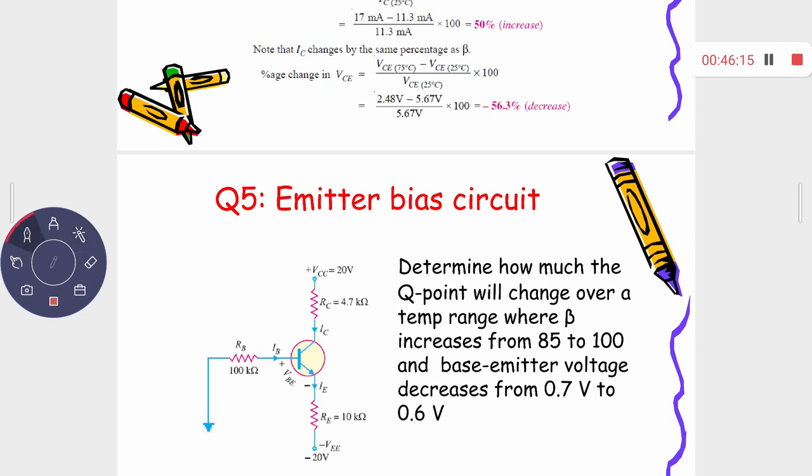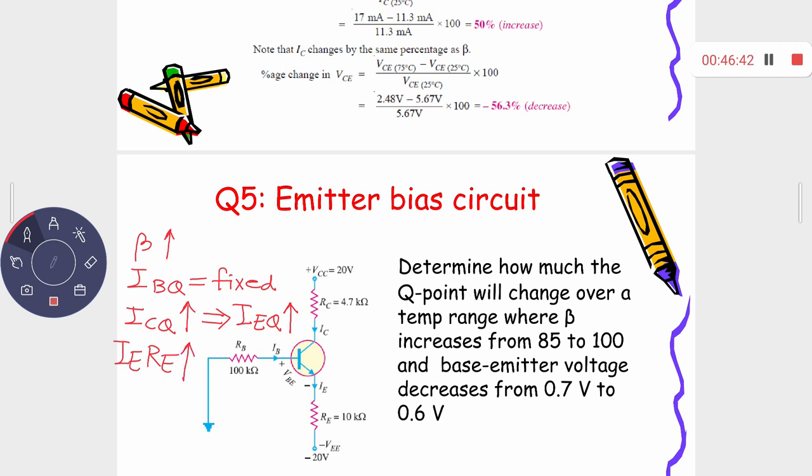Let's consider only that your beta increases. Let's assume IBQ is fixed. So if beta increases, then obviously ICQ will increase. That means IEQ will also increase. So you have more drop across this IERE, right? Now if I consider that particular loop, this is constant, this is fixed, minus 20 volt, you have more drop over there. So therefore, this implies that the IB RB drop will reduce. That means any change in beta in the positive direction will ultimately result in the reduction in IB.